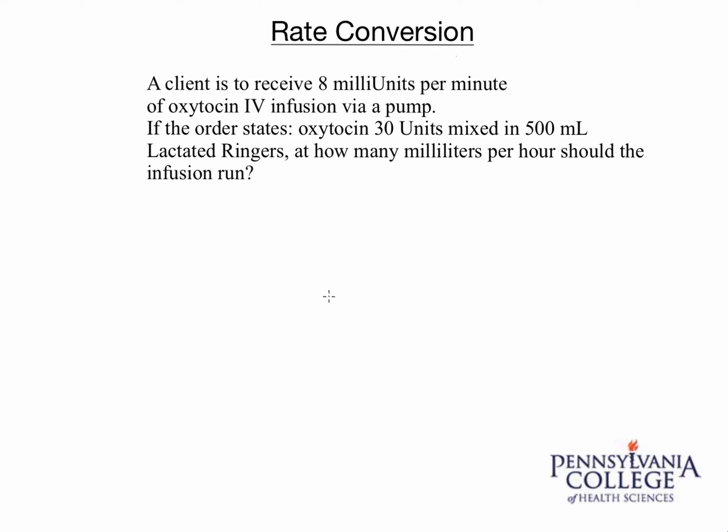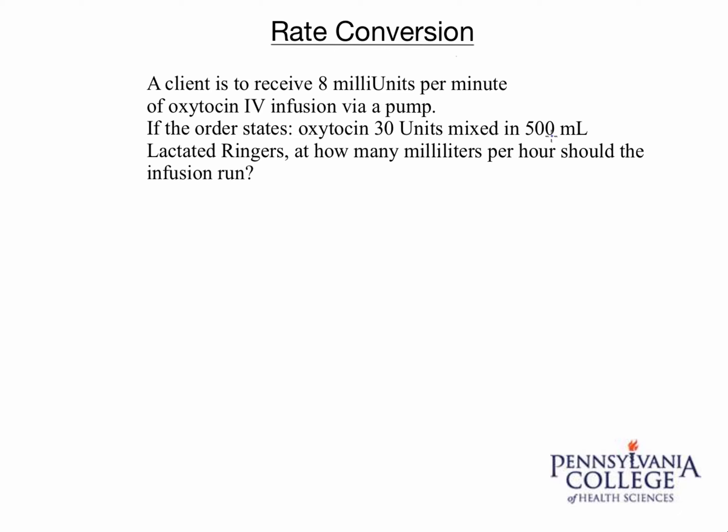In this problem, I will be using dimensional analysis to convert a rate. We are told a client is to receive 8 milliunits per minute of oxytocin IV infusion via a pump. If the order states oxytocin is available 30 units mixed in 500 milliliters of LR, how many milliliters per hour should the infusion run? When you are converting a rate, typically the order will be given to you as some rate. It does say here the order states oxytocin 30 units in 500 mLs.